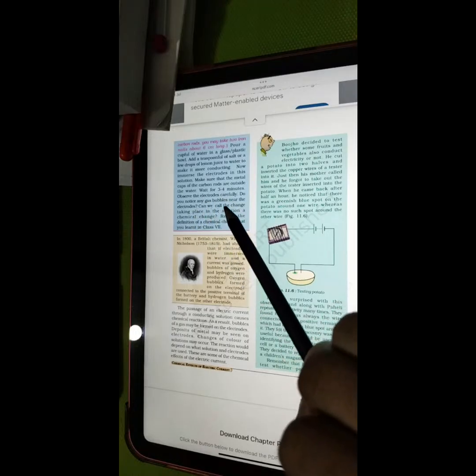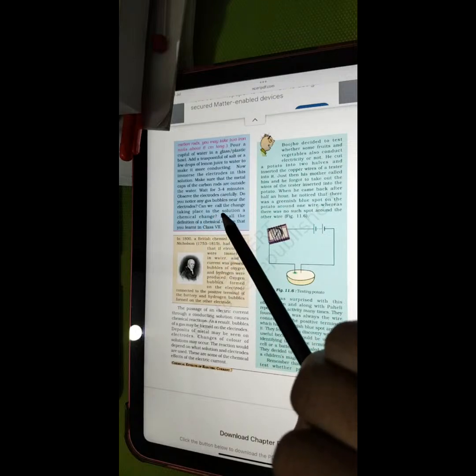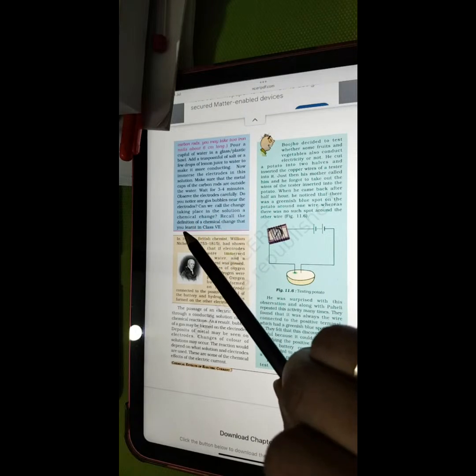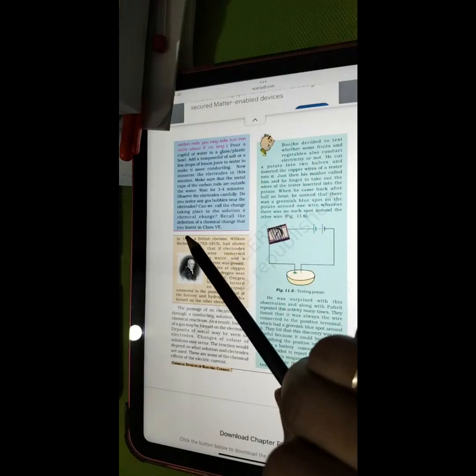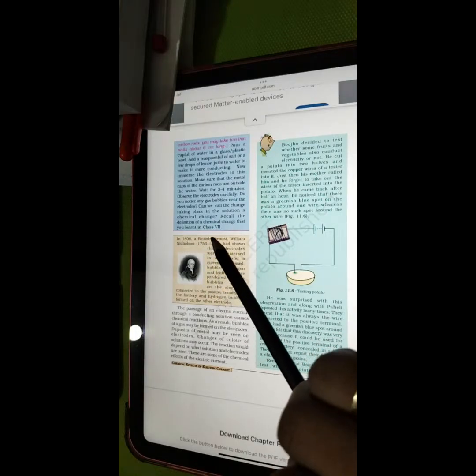Observe the electrodes carefully. Do you notice any gas bubbles near the electrodes? Can we call the change taking place in a solution a chemical change? Recall the definition of a chemical change that you learned in class 7.